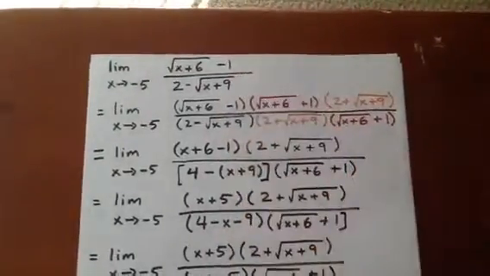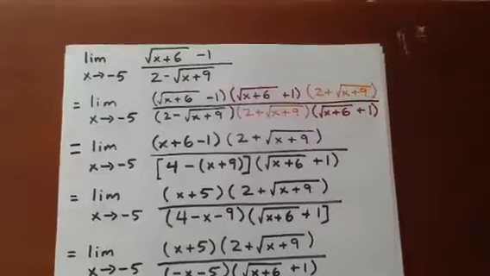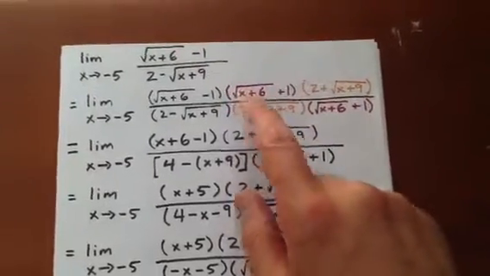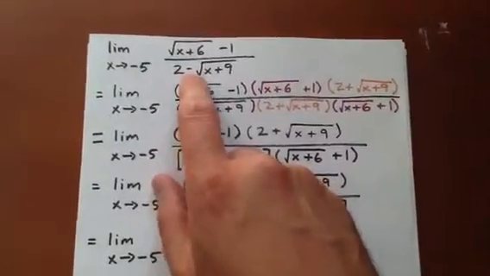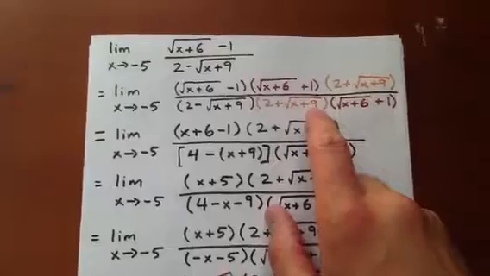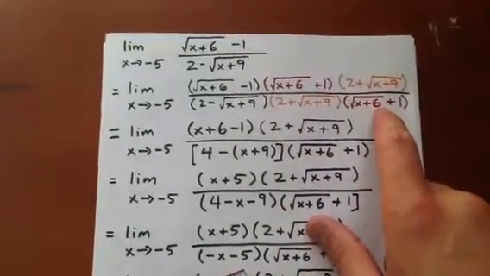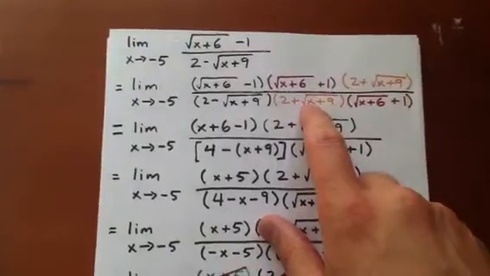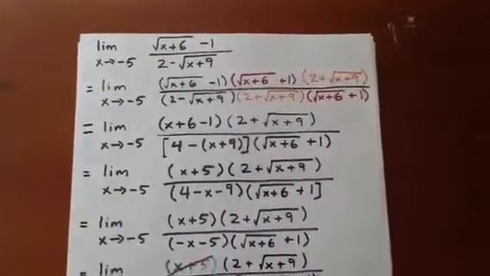Rationalizing the numerator means multiplying it by the square root of x plus 6 plus 1, as shown here. And rationalizing the denominator means multiplying it by 2 plus the square root of x plus 9, as shown here. But when you multiply the numerator by a new factor, you have to do the same to the denominator. And likewise, when you multiply the denominator by a new factor, you have to do the same to the numerator.